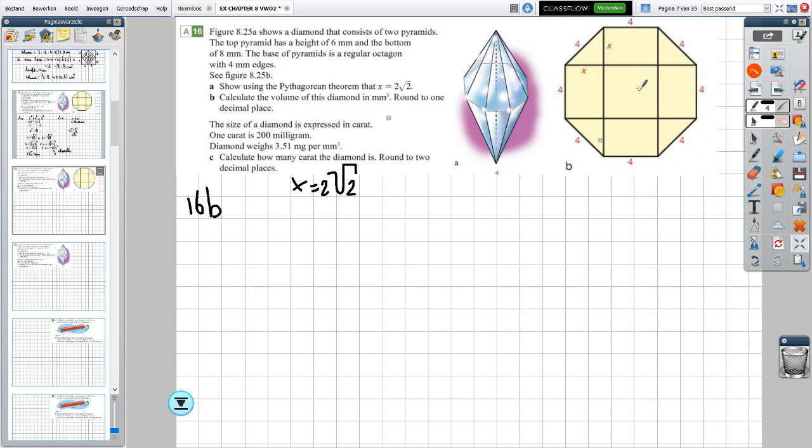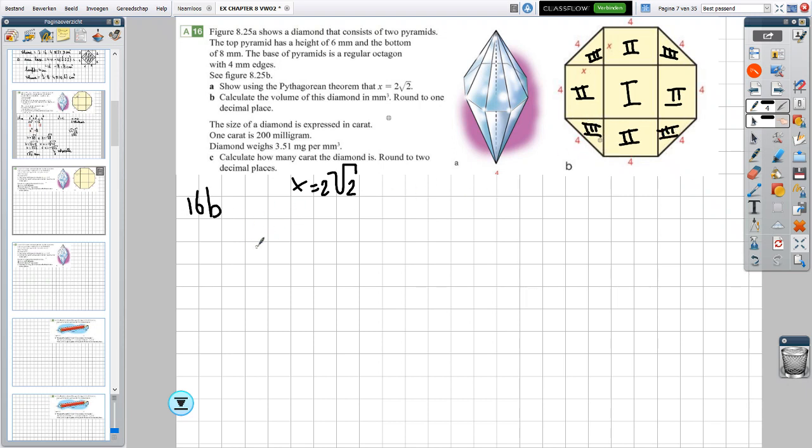So I don't have a formula to calculate the area of a regular octagon, but I can split it up in different pieces, right? And you can do this in very many ways. I'm going to do it like this. This is one area that I can calculate. Then I have the areas here, which all have the same dimensions, namely 4 times x, 4 times x, 4 times x, and 4 times x. And then I have my triangles. Color is free.